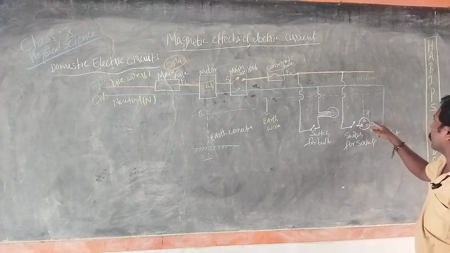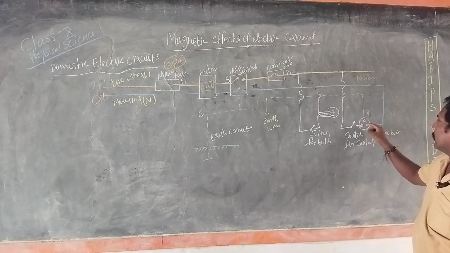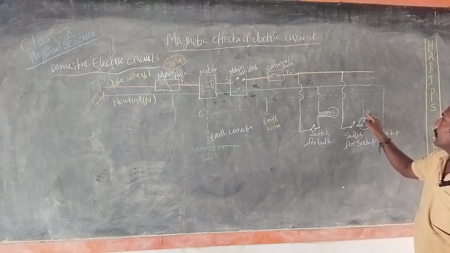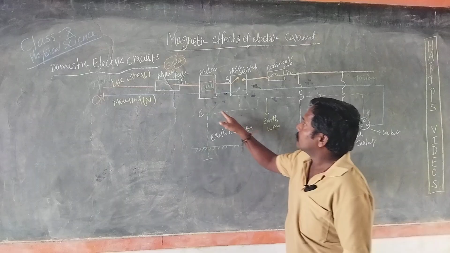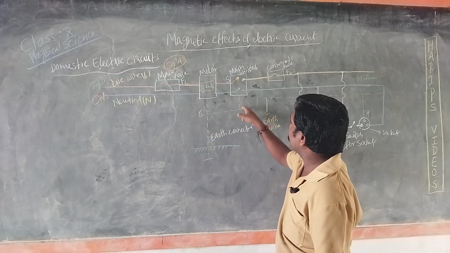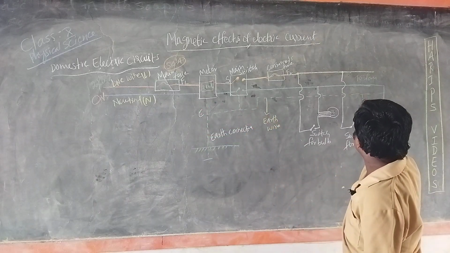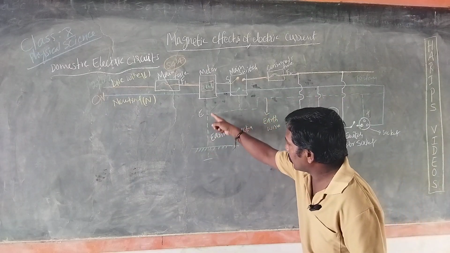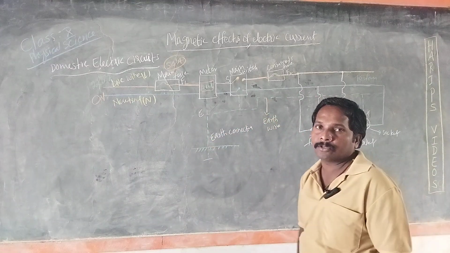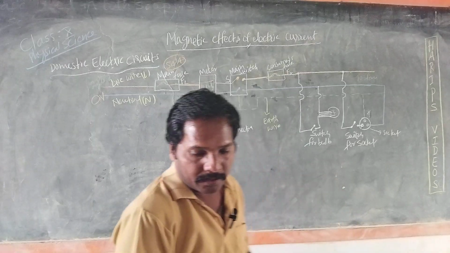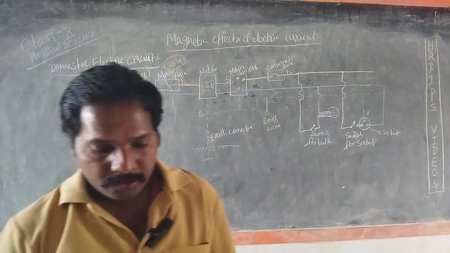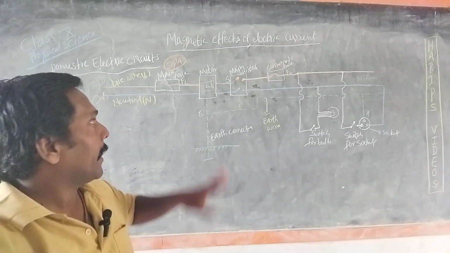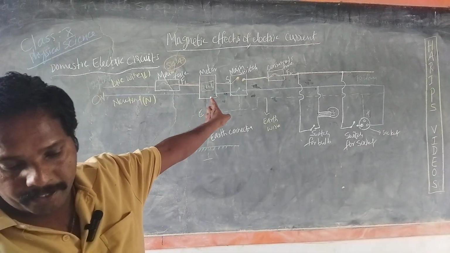In a 3-pin socket, the upper hole gives the connection to the earthing. So see, from the meter, from the main switch, from the 3-pin socket, this wire is directly connected to the earth. Right. So the two wires coming out of the meter are connected to the main switch.